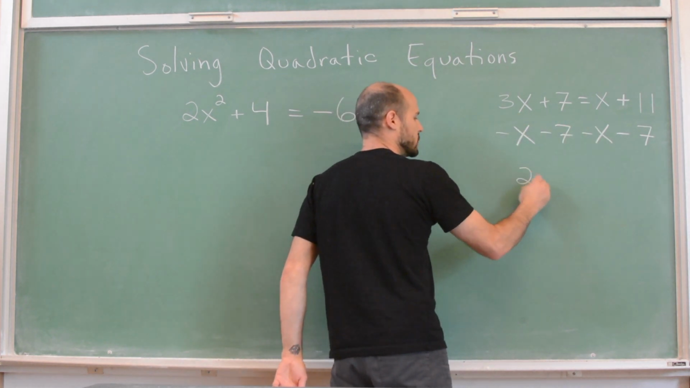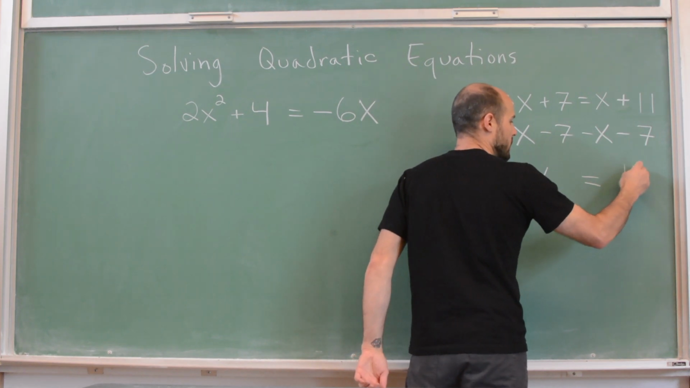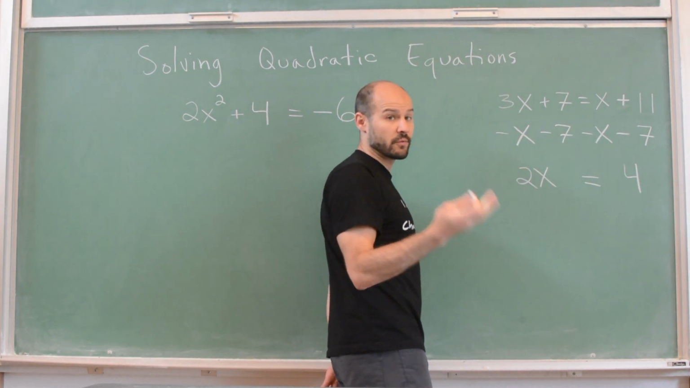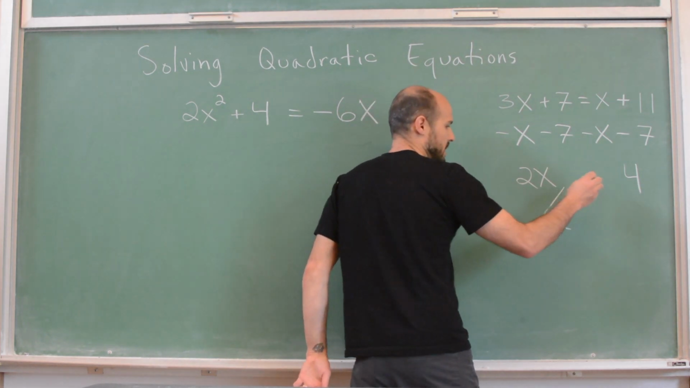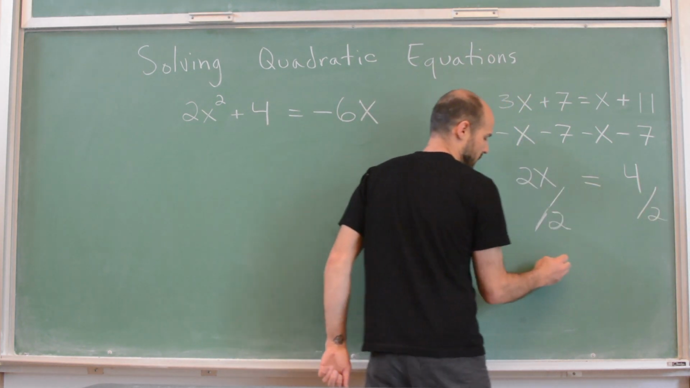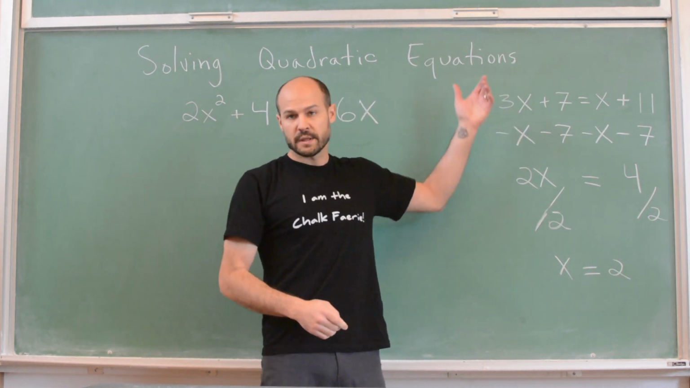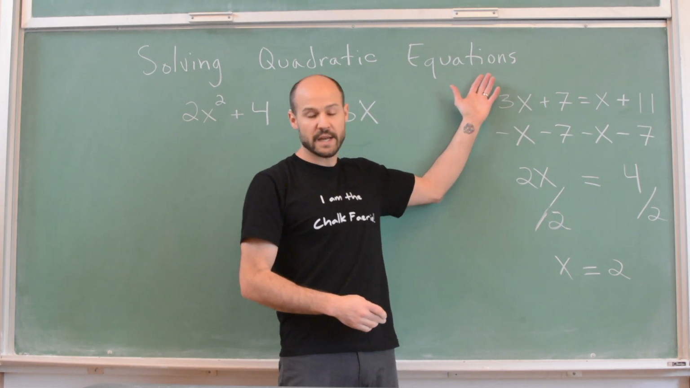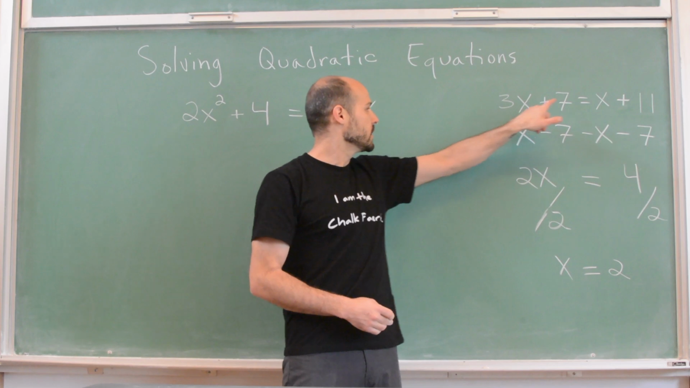3x minus x is 2x. 11 minus 7 is 4. We want to know what the value of 1x needs to be for this to be a true statement. So we'll divide by 2, and x is equal to 2. This is the solution for this linear equation. When we plug 2 back in for x, we get a true statement.